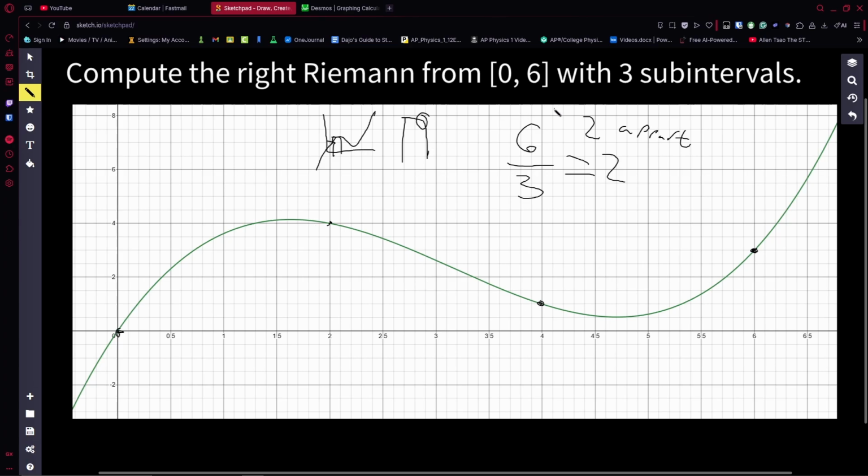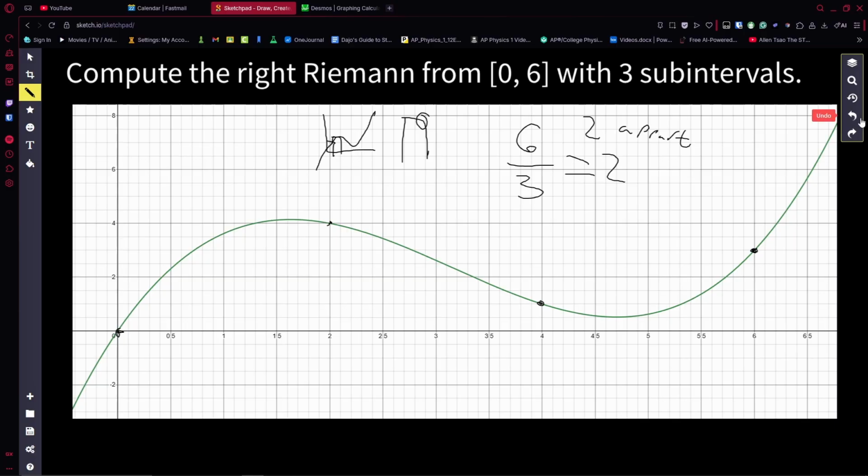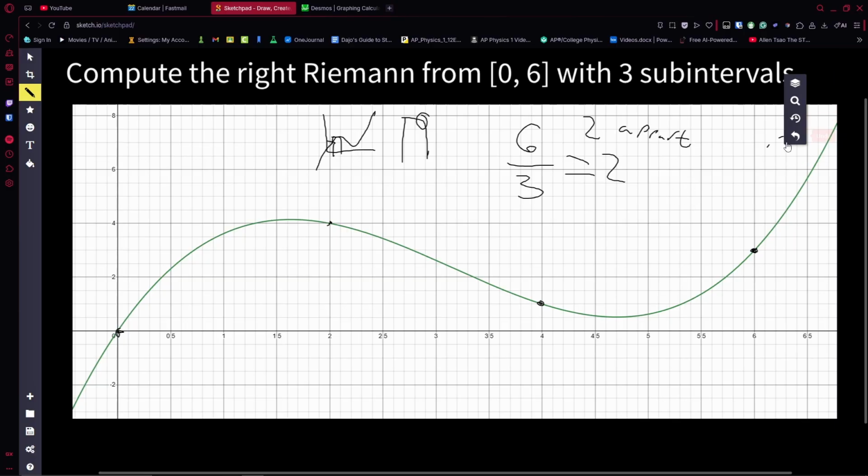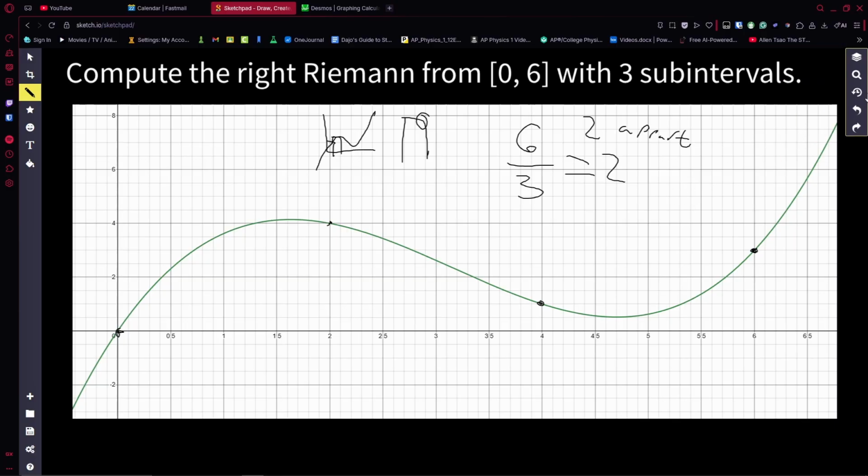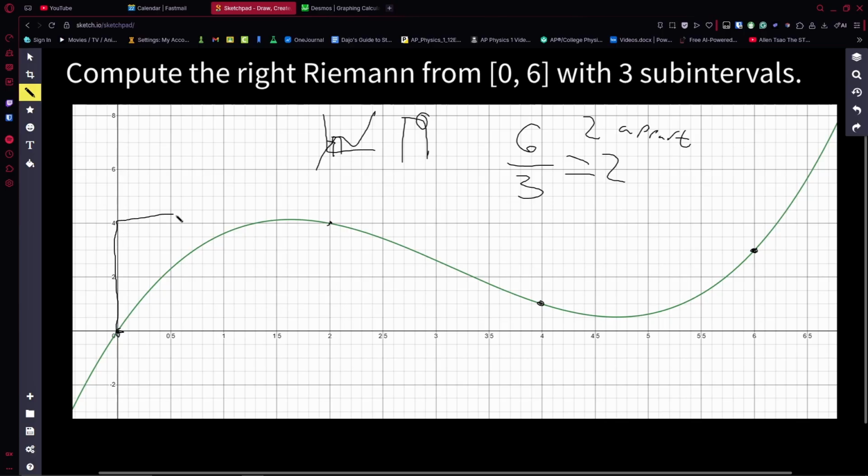Now we can start drawing our right Riemann. So here, that line is not straight at all. Let's try to make that straighter. Undo, undo, and move this right there. Let's try to make this straighter, shall we? Okay, okay. Wow. Anyways, it doesn't matter. Now we have this 4, 2, 2. I know my lines are very straight.